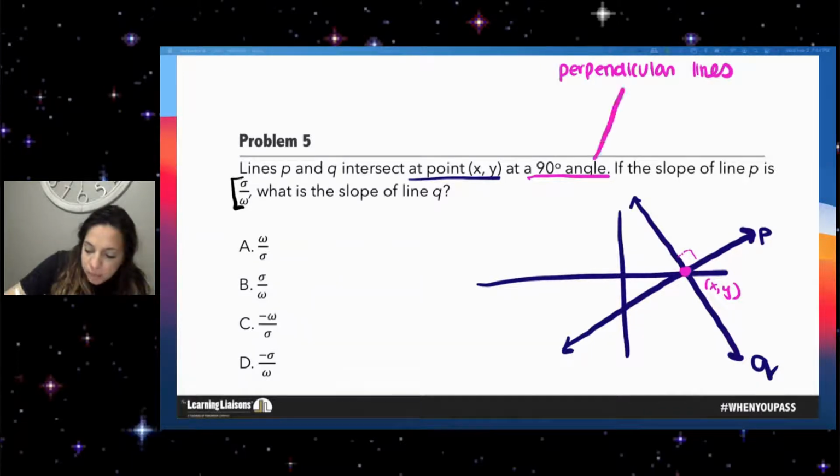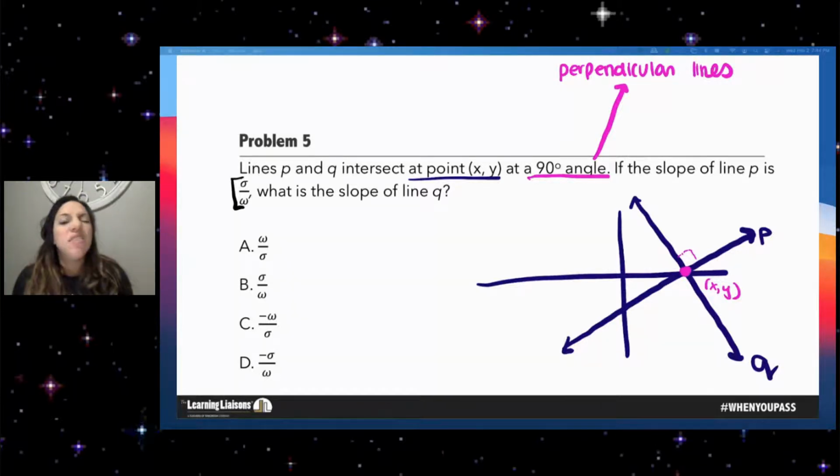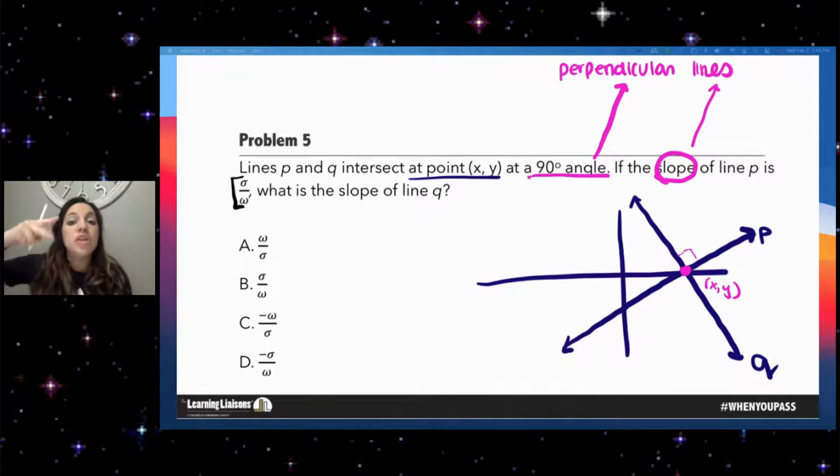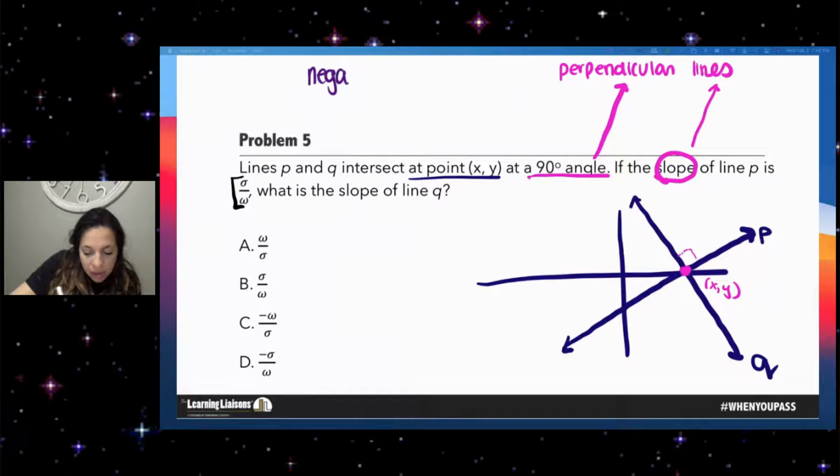These are perpendicular lines. If they were parallel, they would never intersect. And if they were just intersecting lines, they wouldn't intersect at a specific degree. So these are perpendicular lines. What do we know about the slope of perpendicular lines? The relationship is a negative reciprocal. What does that even mean?